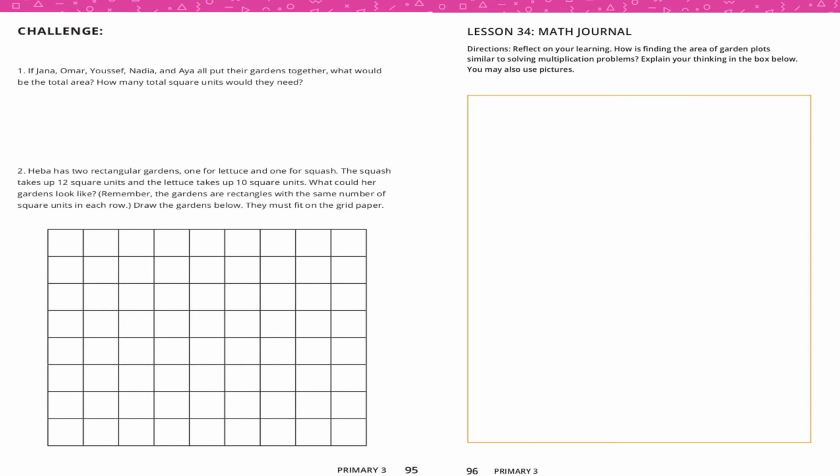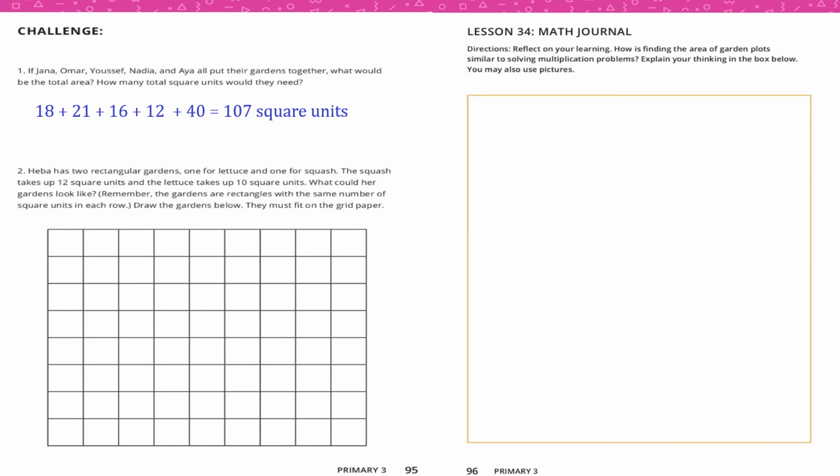The total area can be calculated if we added all previous areas. So if we added 18 plus 21 plus 16 plus 12 plus 40, all of them equal 107 square units. So this is the total area, 107 square units, and they need 107 square units for the total garden.